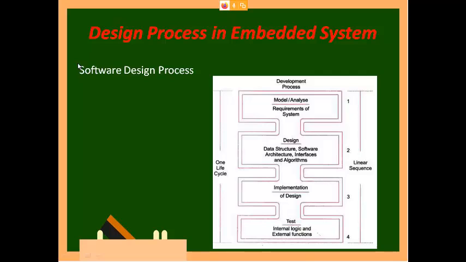Okay, so when you take software, you can divide it into requirement, then structure, then implementation, then testing. So I can divide it into four. A linear sequence: first I will model or analyze. I will sit and think about what type of requirement there is for my system. It is the same when you want to buy a laptop or a desktop: first you will sit and see the requirement.